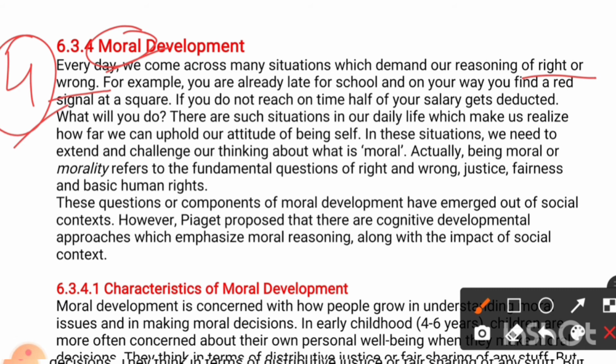Morality refers to the fundamental questions of right and wrong, justice, fairness, and the basis of human rights. These kinds of thoughts come into the mind of a child at this stage of development. These questions are central to moral development and emerge out of the social context. Now we discuss the characteristics of moral development.